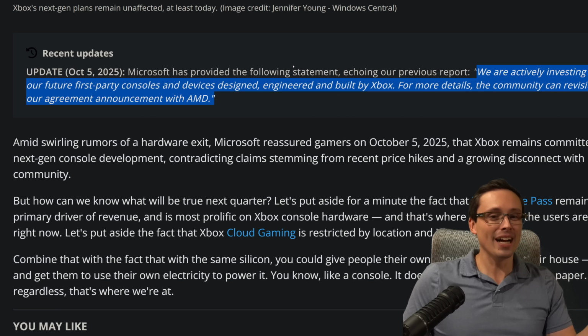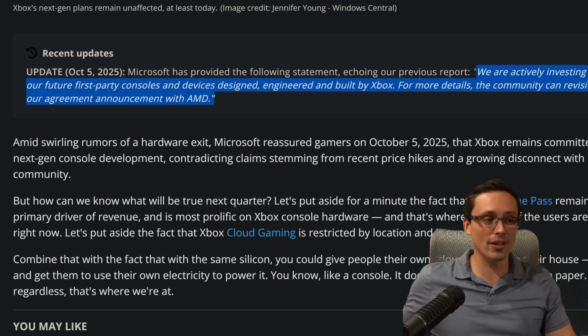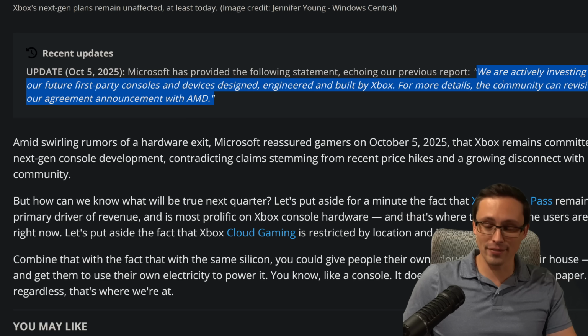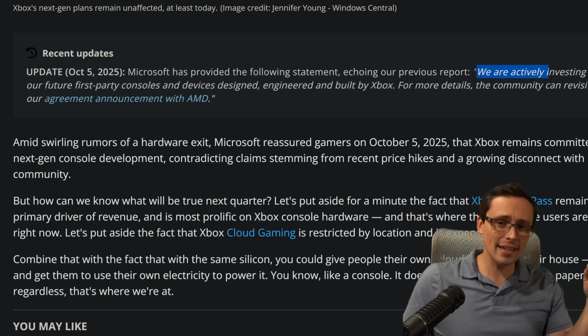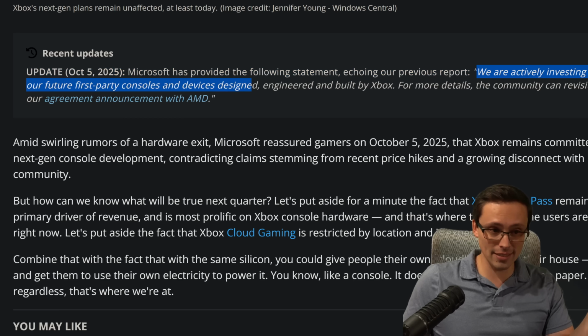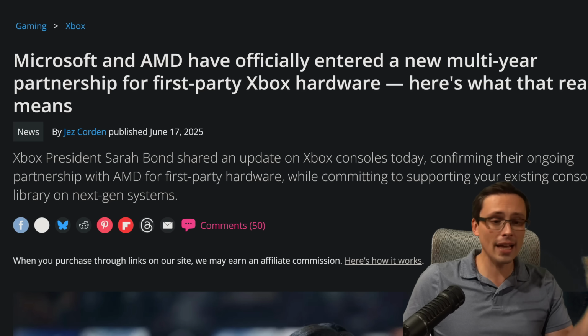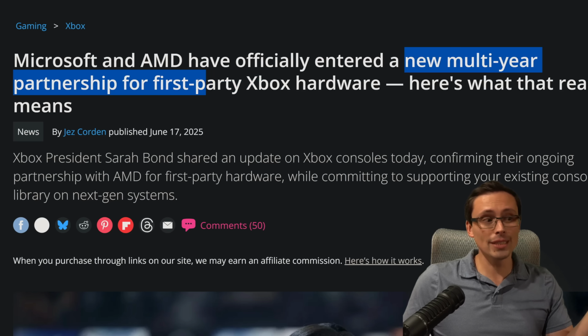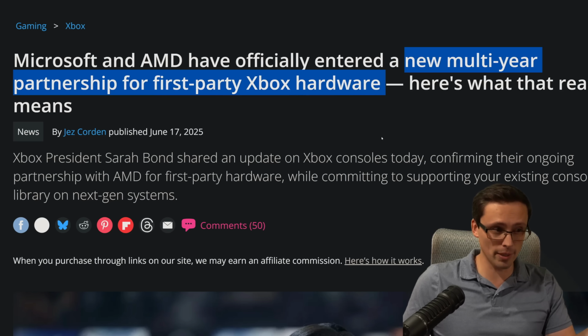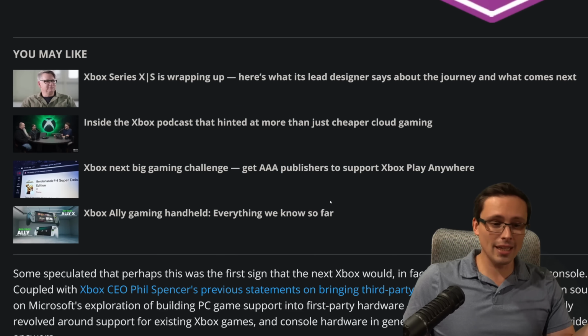But anyway, apparently the direct update to articles talking about canceling future Xbox hardware is: "We are actively investing in our future first-party consoles and devices designed, engineered, and built by Xbox. For more details, the community can revisit our agreement announcement with AMD." Now, that agreement announcement was when Microsoft and AMD officially entered a new multi-year partnership for first-party Xbox hardware. And there's a bunch of information on that. I've talked about this in previous videos, so we don't need to rehash the whole thing.